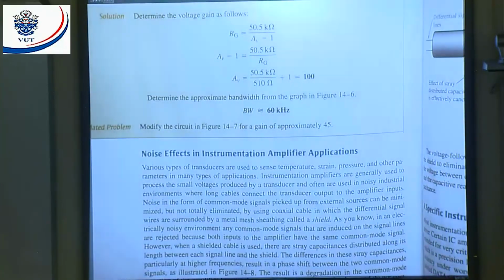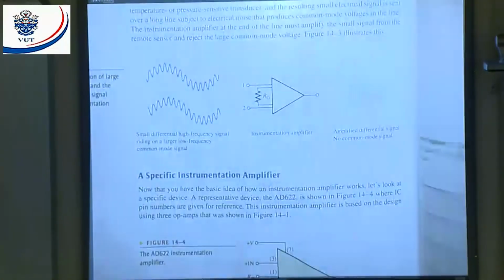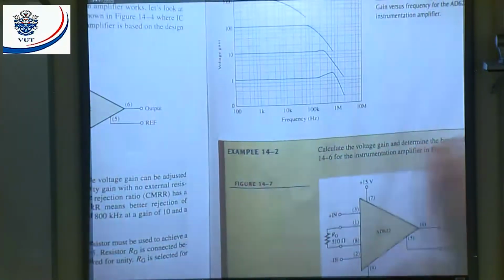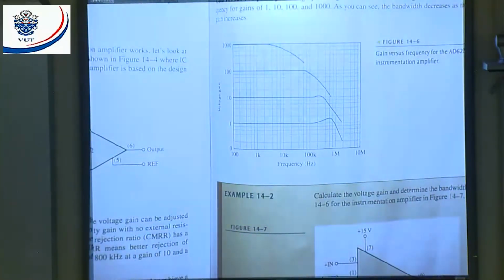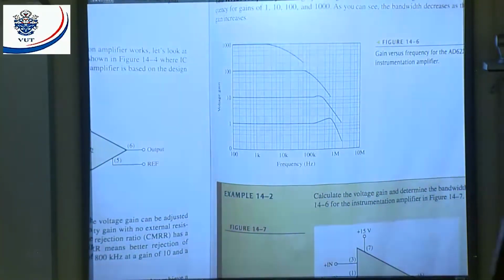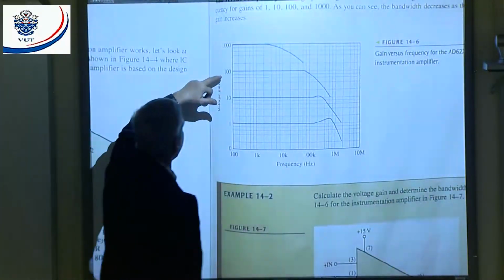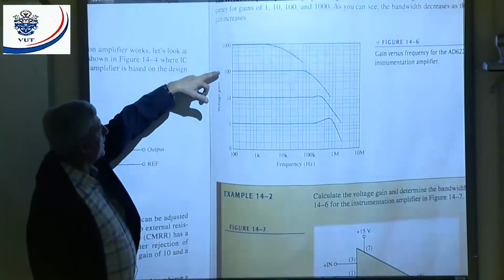approximate bandwidth. I differ a little bit from the book. Let's go and have a look. We now know our gain is equal to what? 100. All right. Now if we go back to this graph, that means which curve are we going to use? We're going to use this curve because my gain is 100.